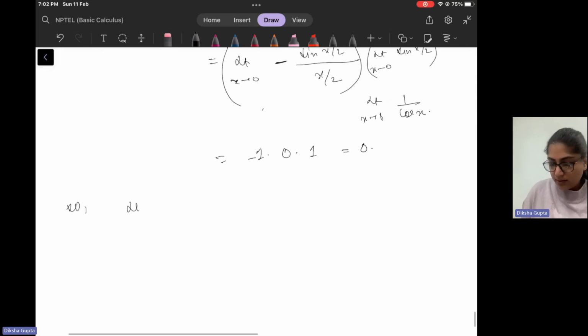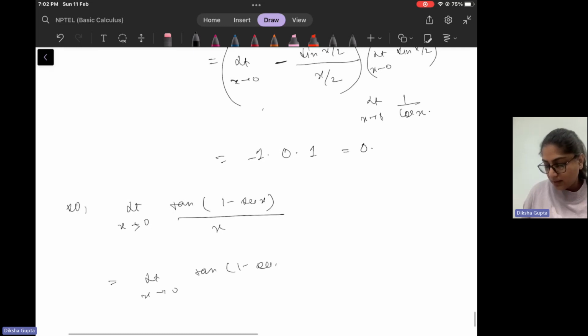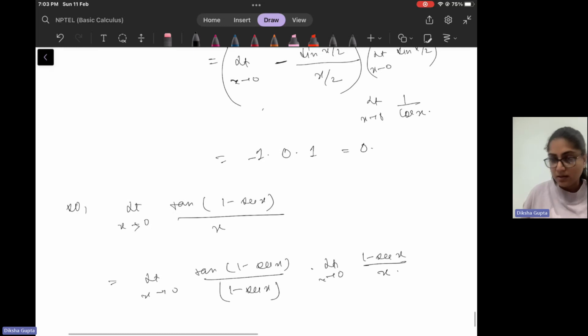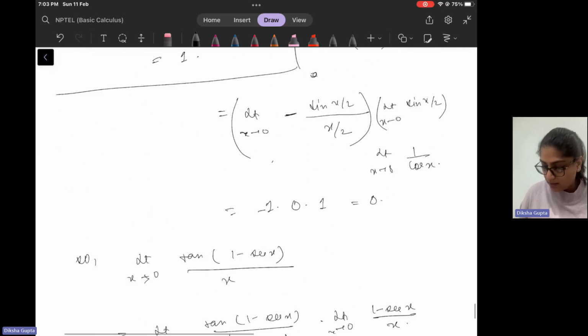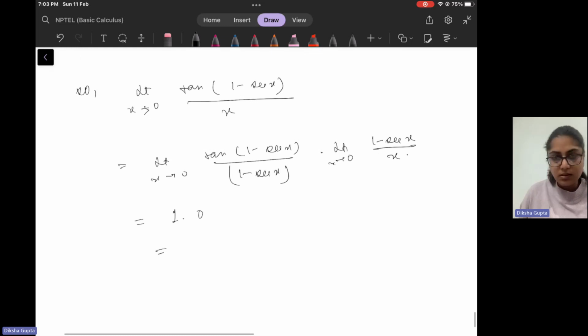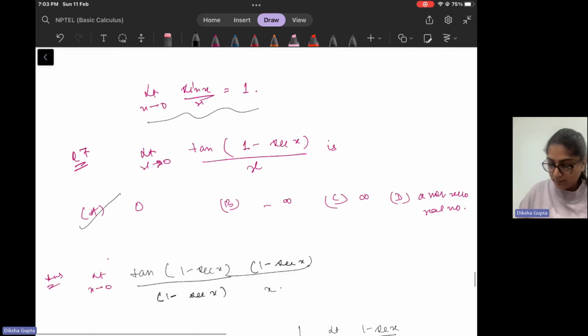So our final limit, limit x tending to 0, tan of 1 minus secant x upon x, is limit x tending to 0, tan of 1 minus secant x upon 1 minus secant x, into limit x tending to 0, 1 minus secant x upon x. We have separated them because we have found both of the limits to be finite. So this one was 1 and this was 0, so this is 0, right? So the correct option is A.